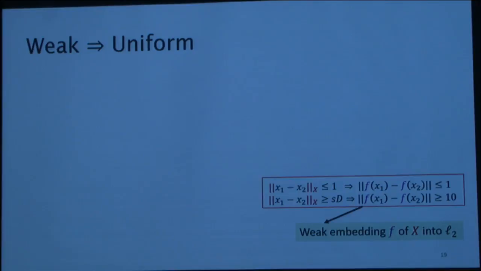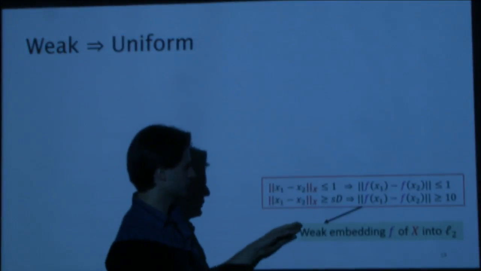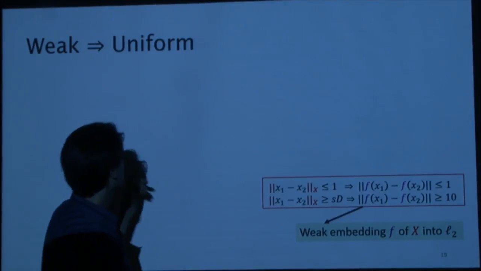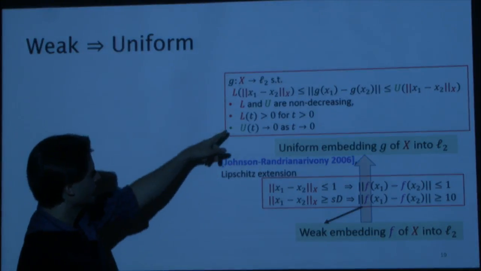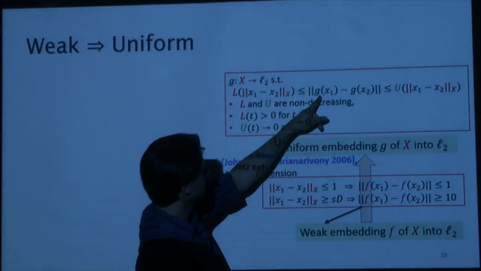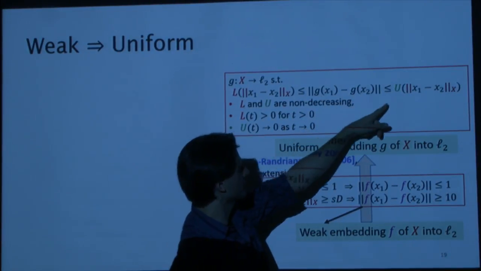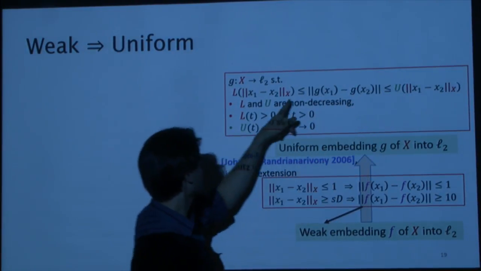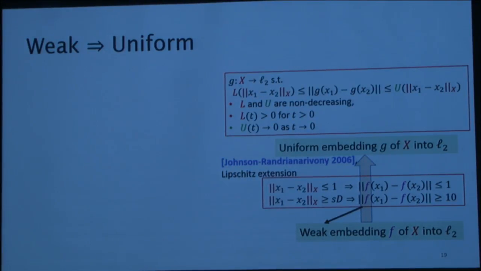So what we've gotten so far is this weak embedding, which has the following properties. Now we want to go from a weak embedding to what we call a uniform embedding, namely an embedding where the distance in the image is upper bounded by some function of the distance and lower bounded by some other function of the distance, satisfying some properties. And the question is how to do this.